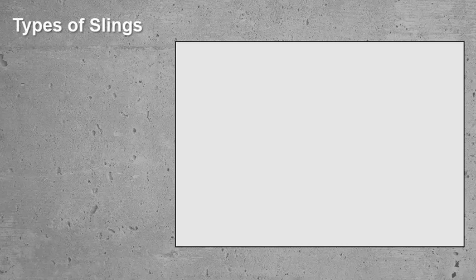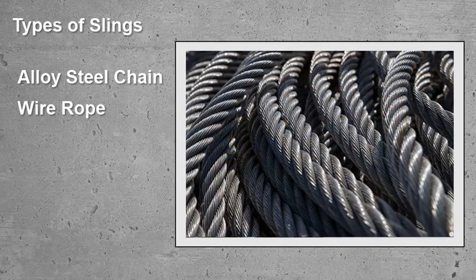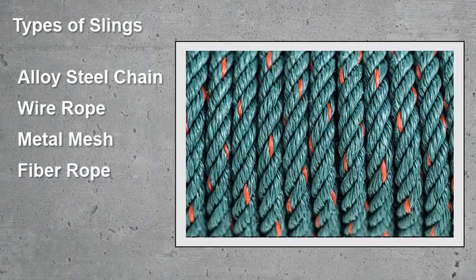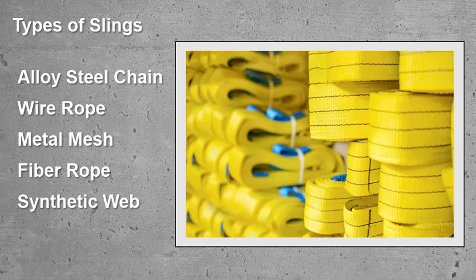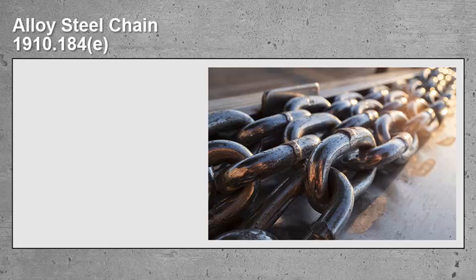Now let's take a look at the different types of slings. This presentation will cover alloy steel chain, wire rope, metal mesh, fiber rope, and synthetic web slings. Alloy steel chains are the first type covered in the standard. These are known for their high strength and durability, making them ideal for harsher environments.